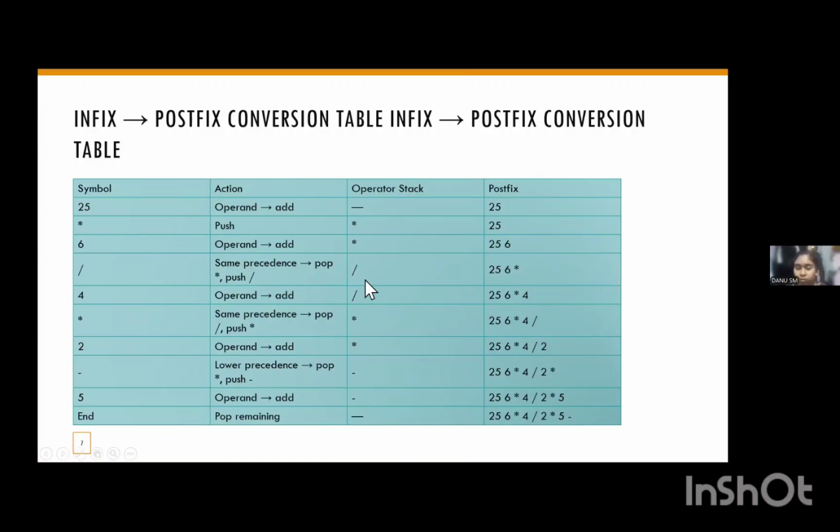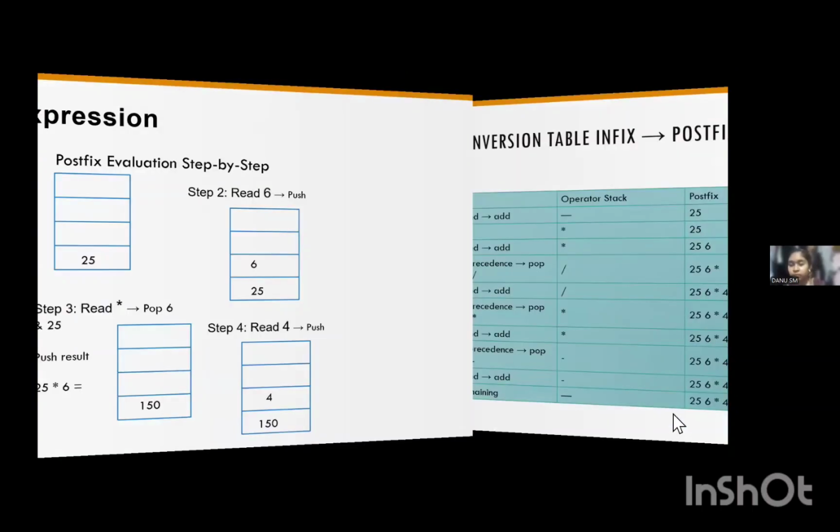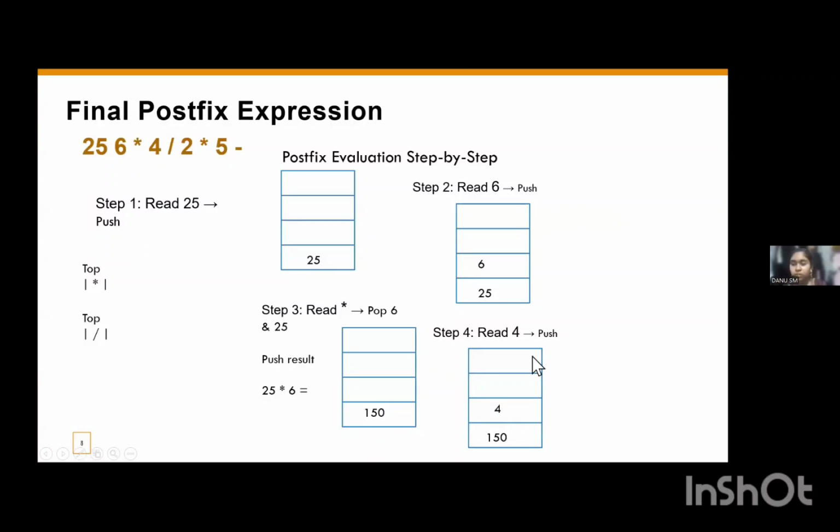Finally, based on operator precedence, the postfix expression that we got is 25 6 * 4 / 2 * 5 -. So this is ready for evaluation.